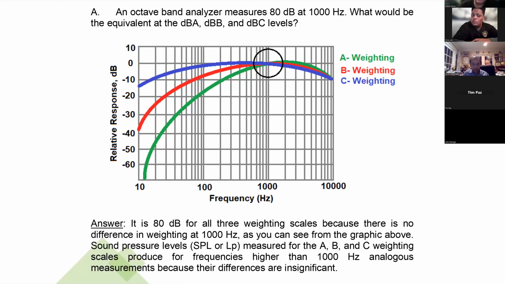The sound pressure level measured for A, B, and C weighting scales for frequencies higher than 1000 hertz is usually analogous, because their differences are insignificant. And this is important because every time you have a sound level meter, you can choose between dBA, dBB, and dBC. And you have to know that everything above 1000 really doesn't make a significant difference.